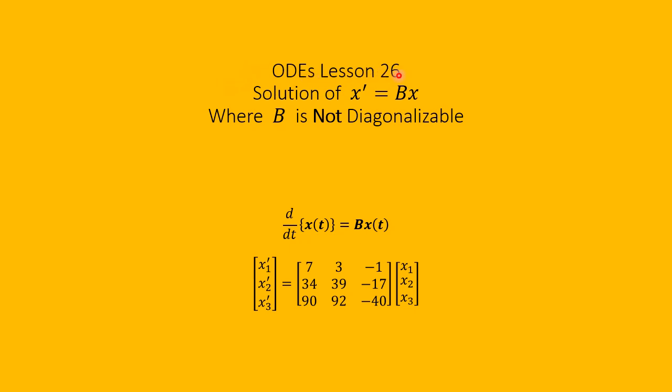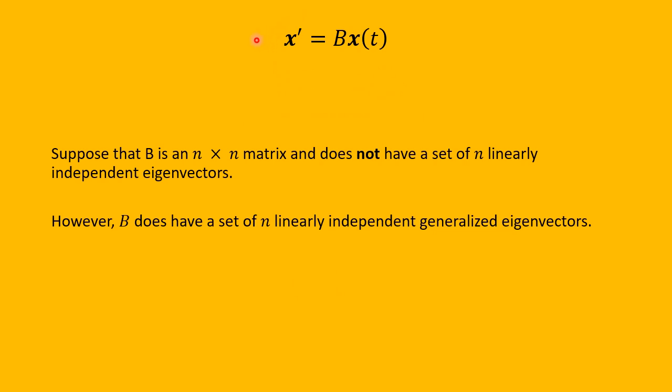Welcome to ODEs lesson 26, the solution of x prime equals B times x, where the matrix B is not diagonalizable. We are going to consider the system of first-order linear differential equations of the form x prime equals matrix B times x of t. We'll assume that this matrix B is an n by n matrix and does not have a set of n linearly independent eigenvectors. However, B does have a set of n linearly independent generalized eigenvectors.